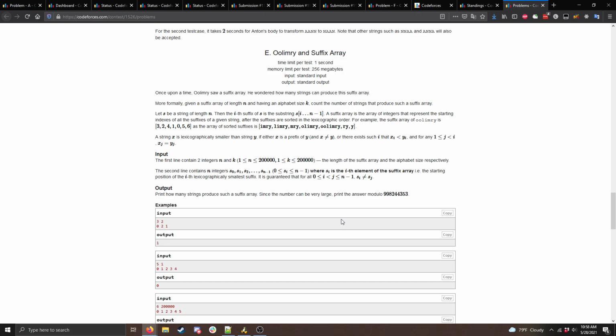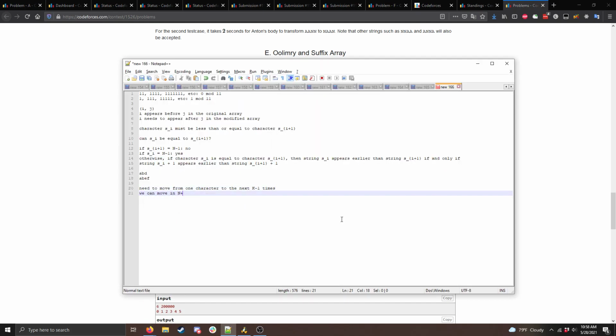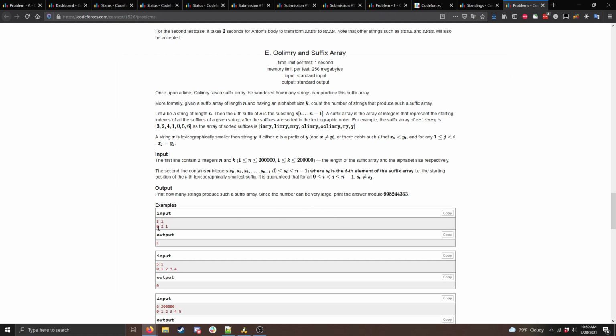And we can move in n plus 1 locations, because we can increase the character between any two positions. We can increase it before the first position, and that essentially is equivalent to making the first character something other than character 1, or we can increase it after the last character, which is essentially equivalent to making the last character something other than character k.